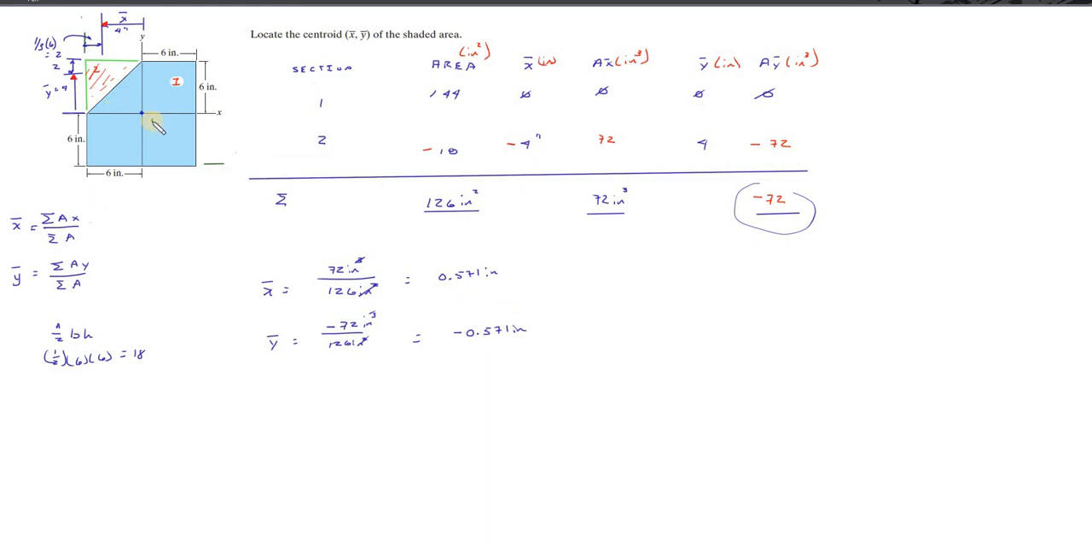So earlier I said it's probably going to be in this area here. Well, by my values here and what I just calculated, my X bar comes out to be 0.571. Remember, because I'm going to the right, it's positive. And this value here is a negative 0.571. So that is where my centroid for this shaded region is located.